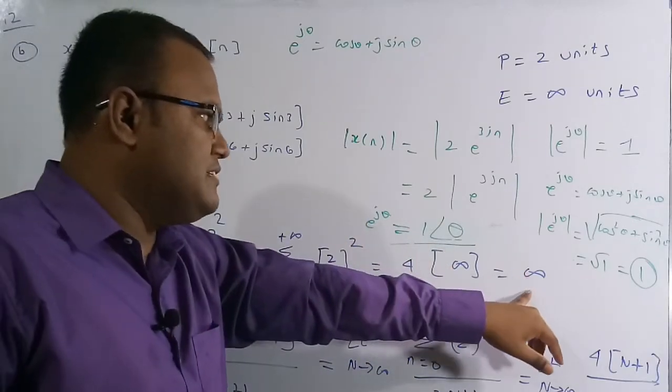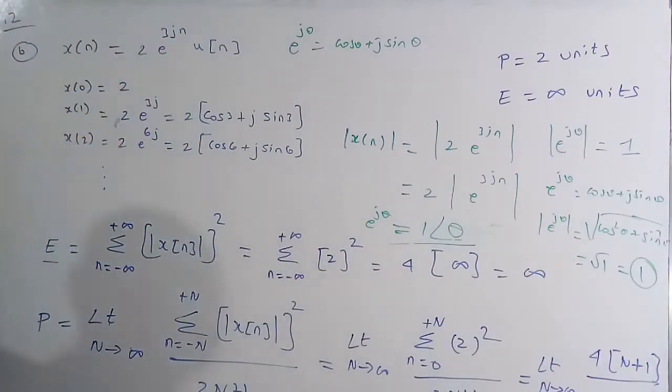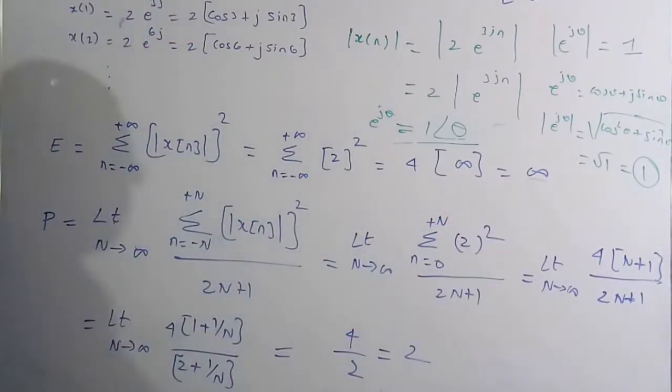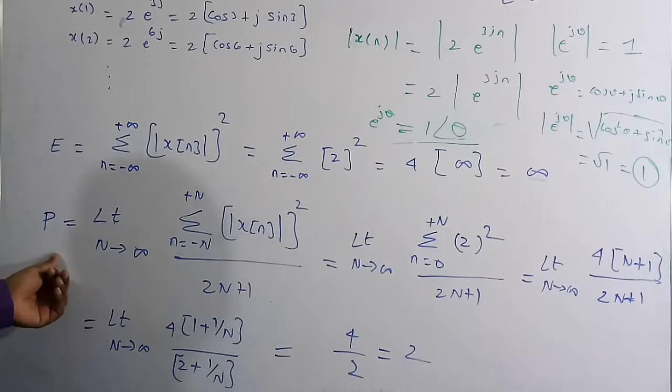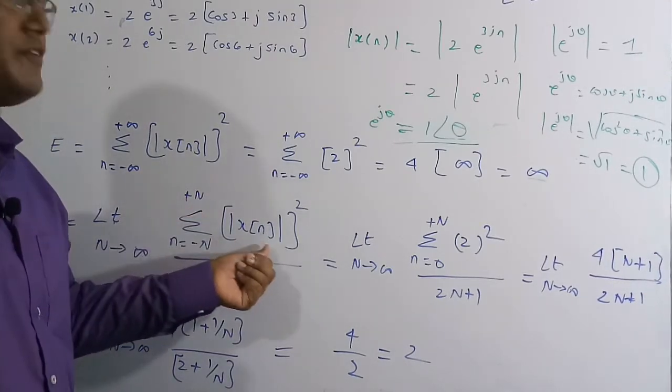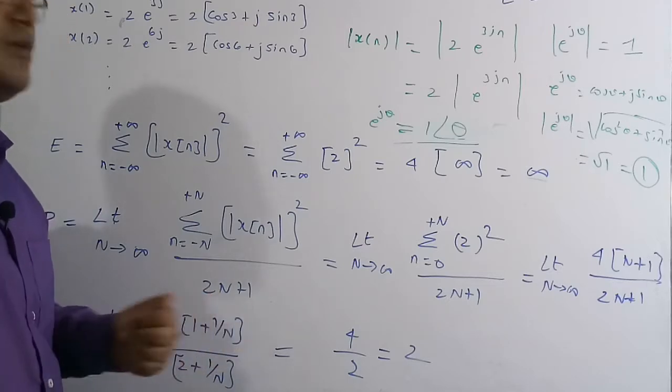So the value will become infinity. Therefore, we can say the energy of this signal is an infinite value. Similarly, now I want to know the power of this signal. Power is equal to limit n tends to infinity, sigma n equal to minus n to plus n, mod of x of n whole square, by 2n plus 1.